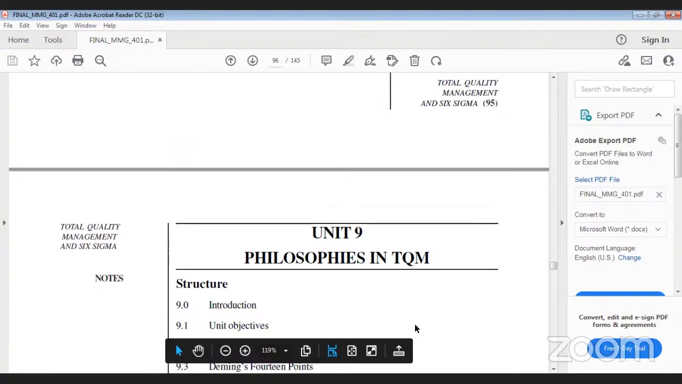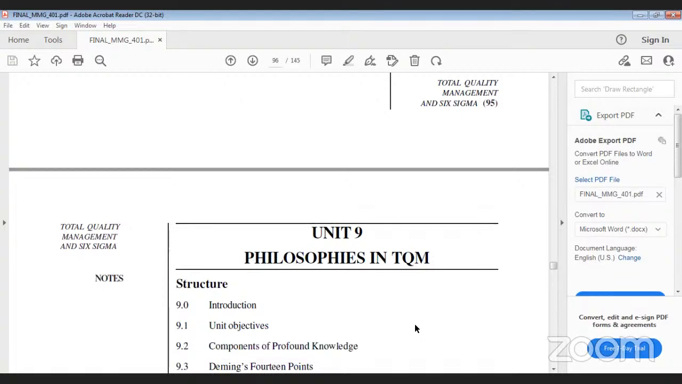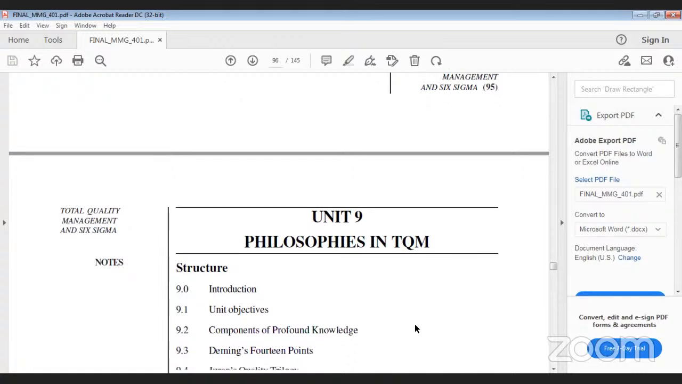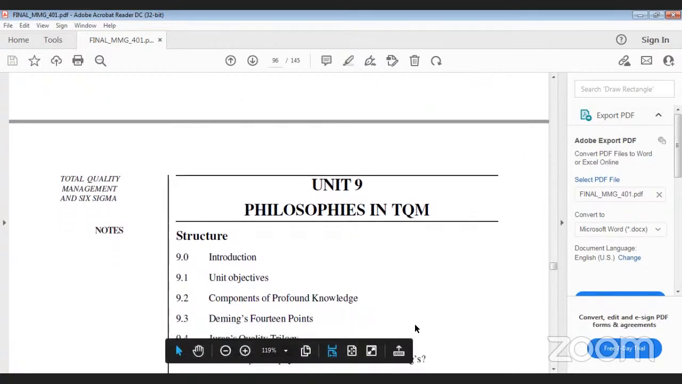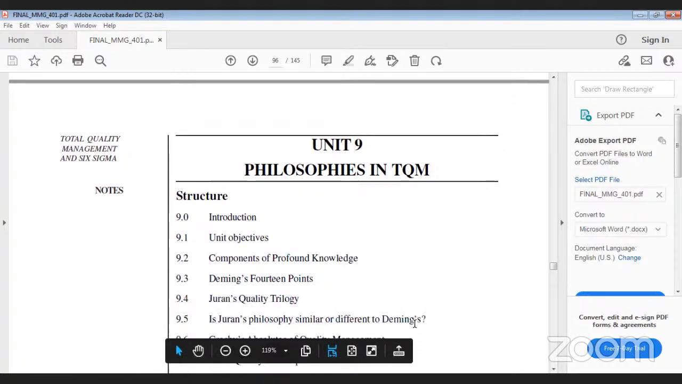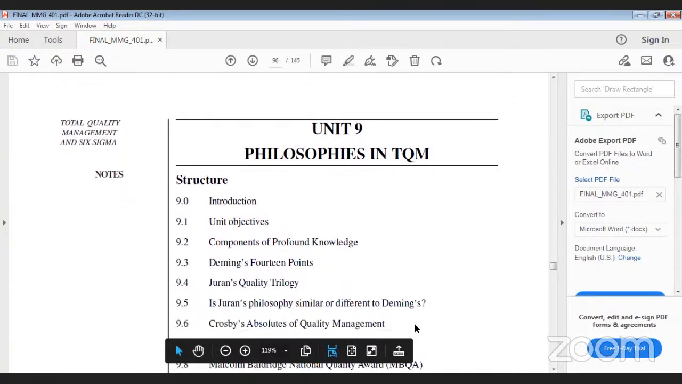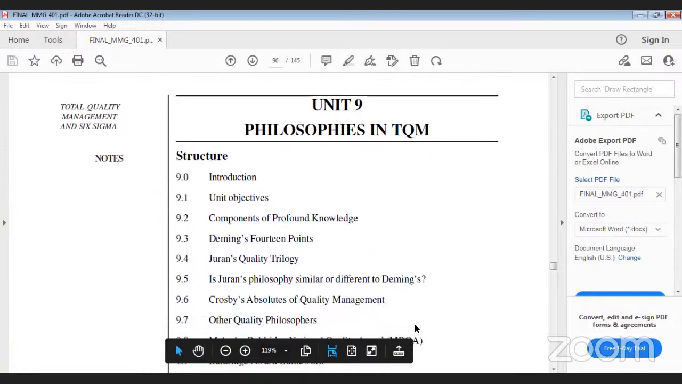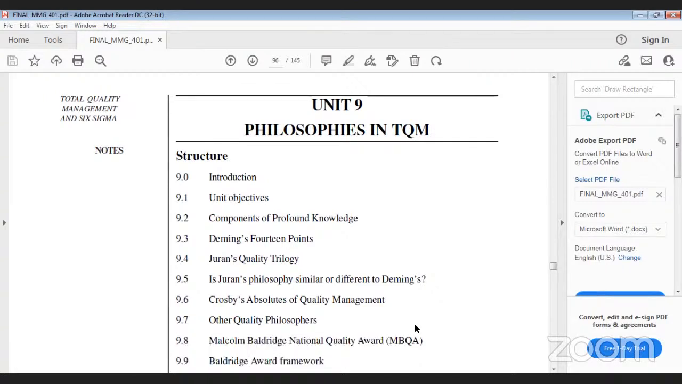The philosophies in TQM. There are some points. The structure is given here: introduction, then unit objectives, components of profound knowledge, Deming's 14 points, Juran's quality trilogy. Then is Juran's philosophy similar or different to Deming's? Then Crosby's absolutes of quality management.